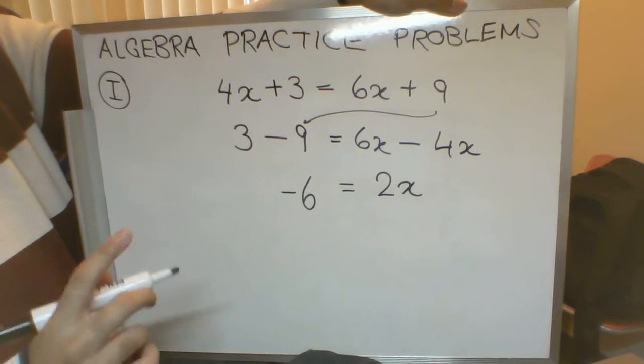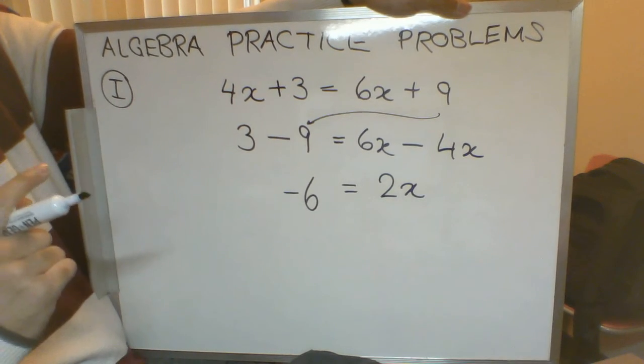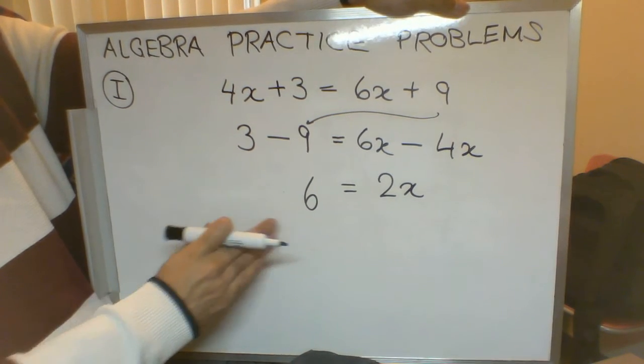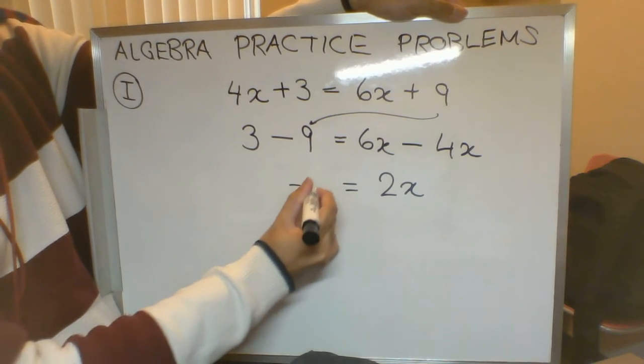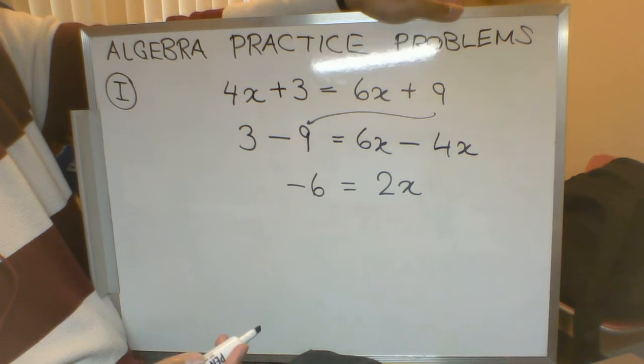Make sure you don't do it the other way and write it as 9 minus 3, because that'll give you a positive 6 over here, which is different. So we want this to be negative 6 in this particular question. So the last step is to solve for x itself.